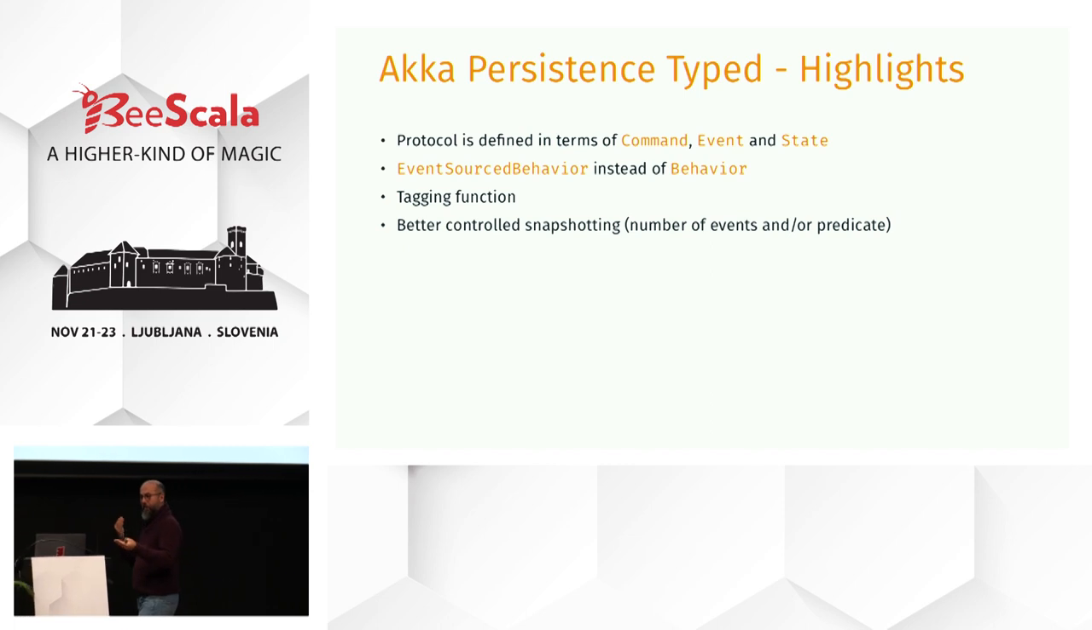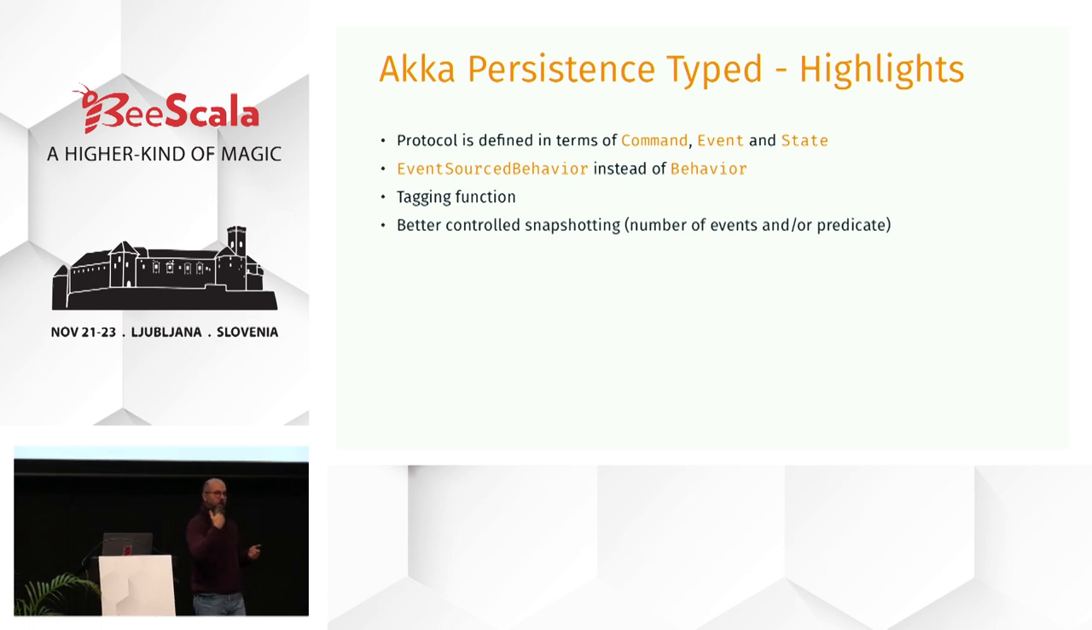One error that people could make in the previous API, and I have seen that happen, is to save the snapshot and then save the events. And that's wrong, because you should first apply the events and then save the snapshot. And it was possible to do that. But in the typed version, the new API, you cannot do that. Because you don't save the snapshot, you tell when you want to have a snapshot. And Akka takes care of doing the action at the right moment.